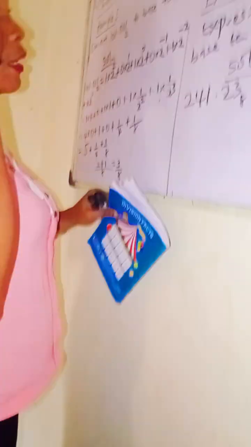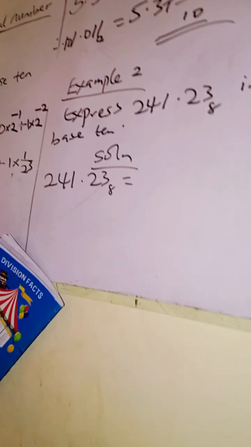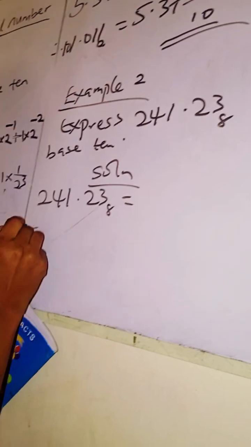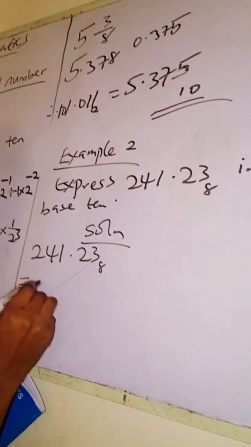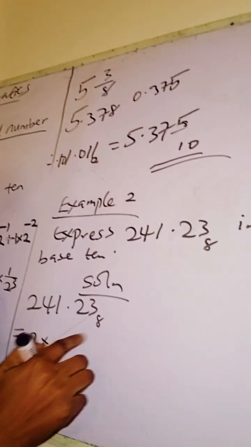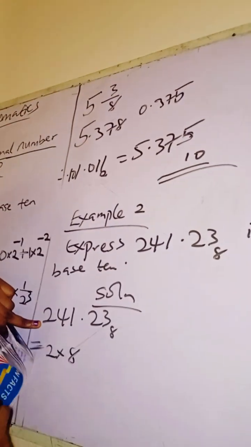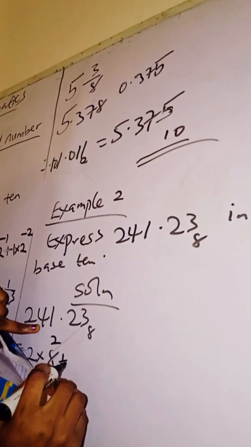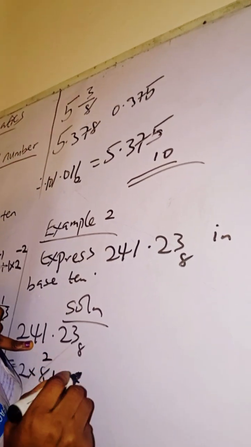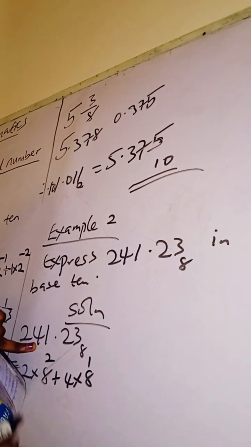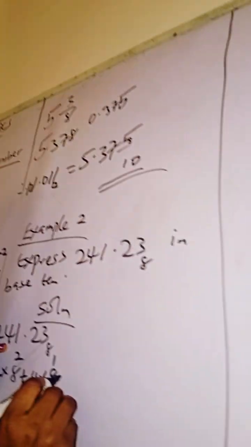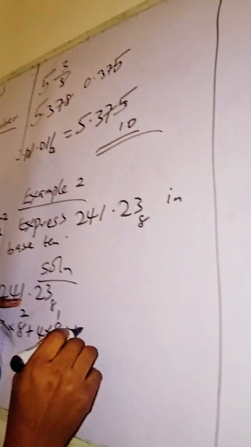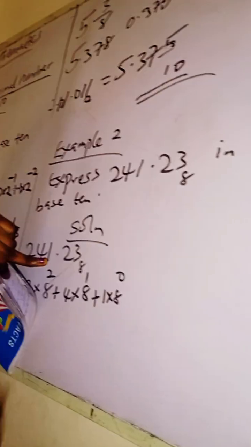So we are going to look at example 2. Express 241.238 in base 10. So let's go like this. We are going to say equals to 2 times your base raised to power 2, plus 4 times your base raised to power 1. It's moving in descending order. Plus 1 times your base raised to power 0.